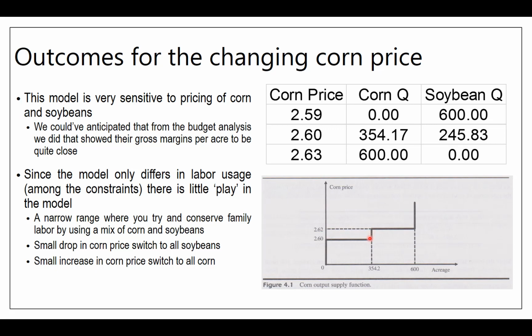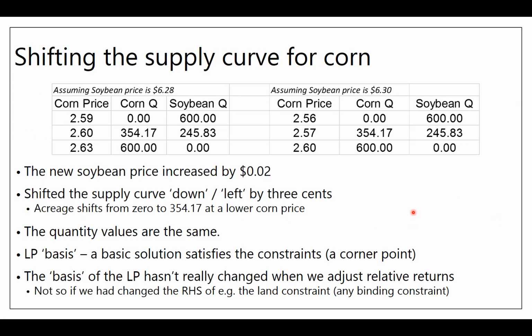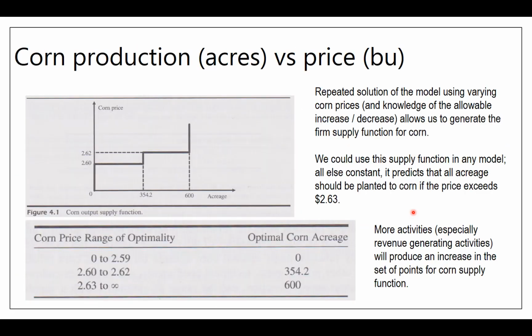You're sort of tilting around that corner, right? In the two variable construction of this, it's like tilting the objective equation around that labor corner point until you go to an all soybean or all corn solution. All soybean, all corn.